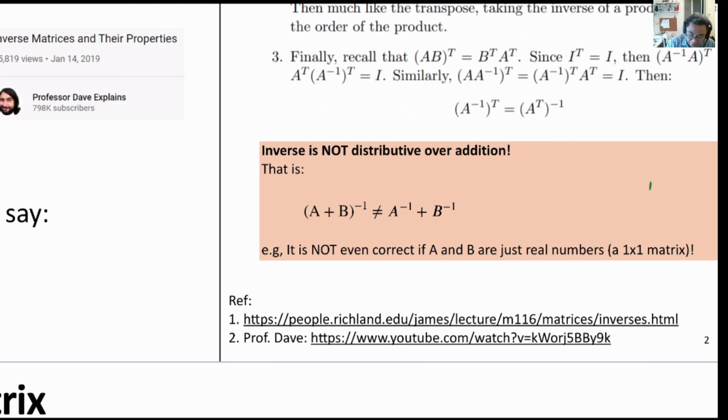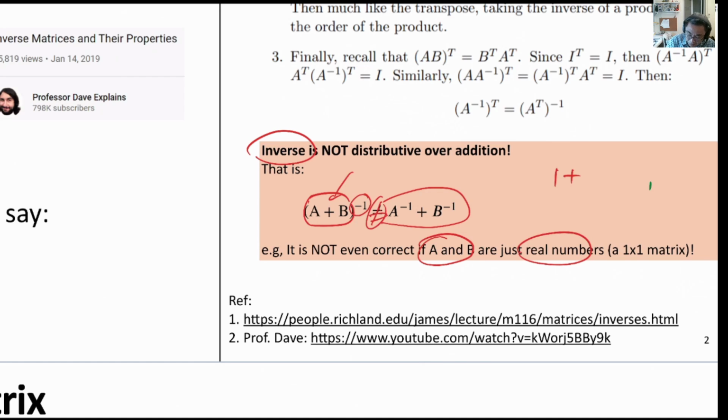A common mistake students may make is to assume that inverse is distributive. It is not distributive. That is, A plus B bracket inverse is not equal to A inverse plus B inverse. You can even try it for A and B as single real numbers. For example, 1 plus 5 inverse is not equal to 1 over 1 plus 1 over 5.